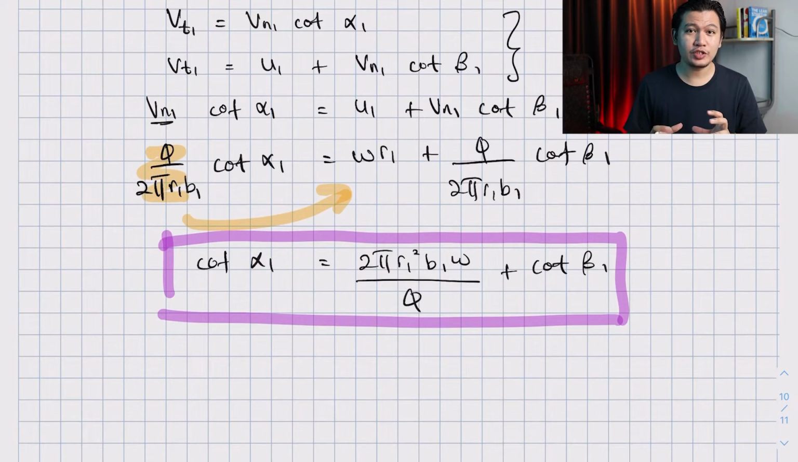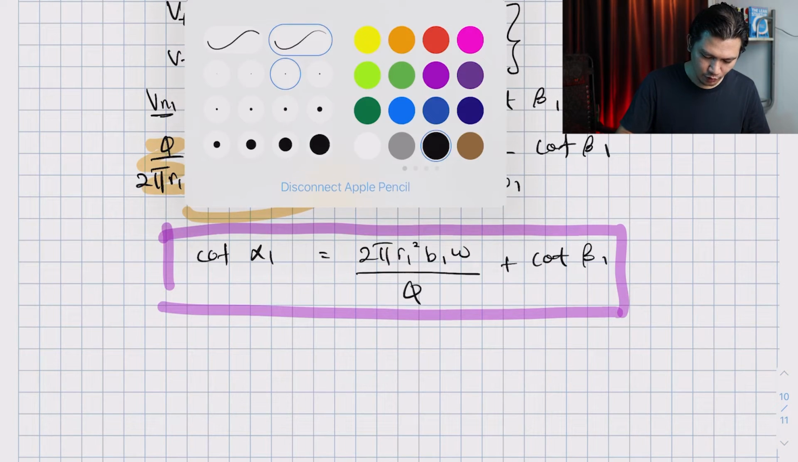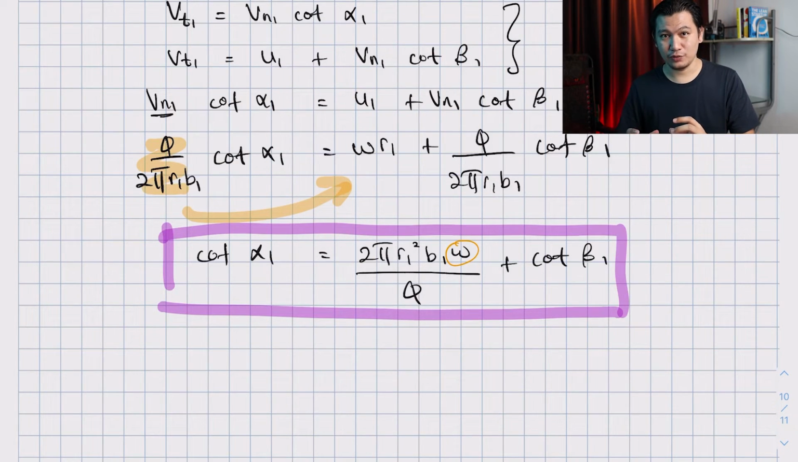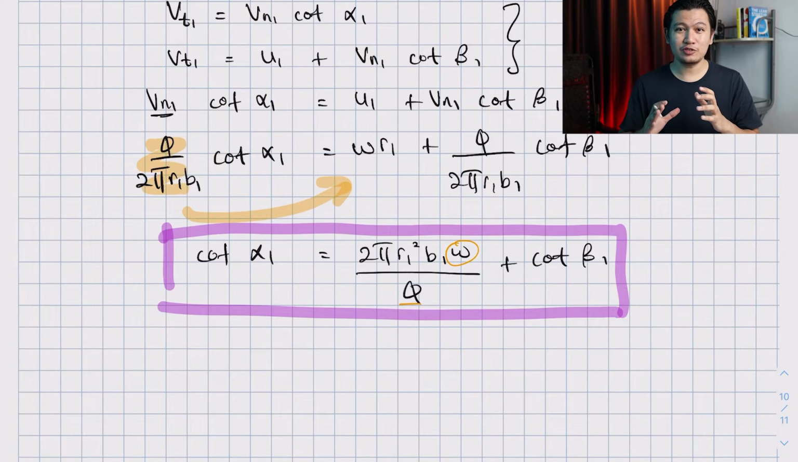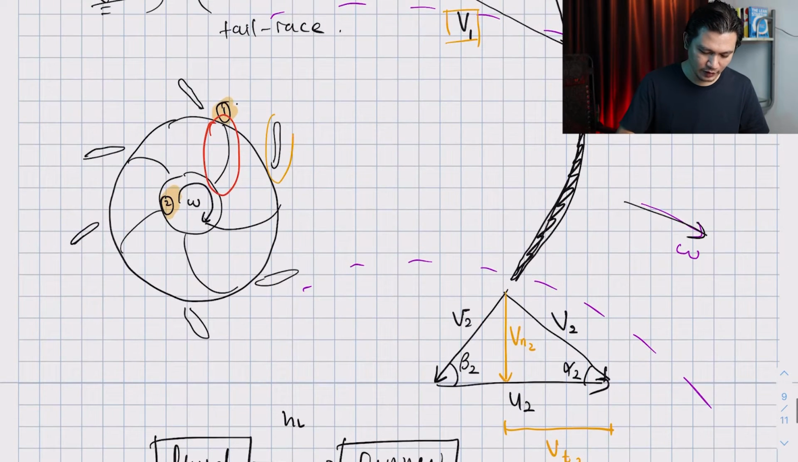So guys, what is the equation telling you? This equation tells you the relationship between alpha, rotational speed, the discharge, and also beta. So let's say we fix the omega. What's left is the relationship between alpha 1 and Q, because beta 1 will follow alpha 1. So whenever you have changes in Q, what you need to do is to adjust alpha 1.